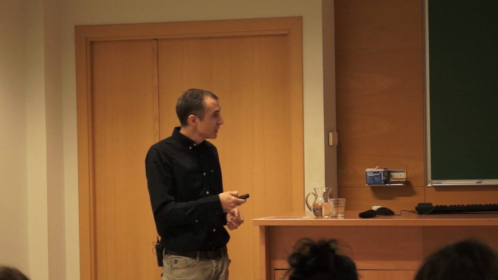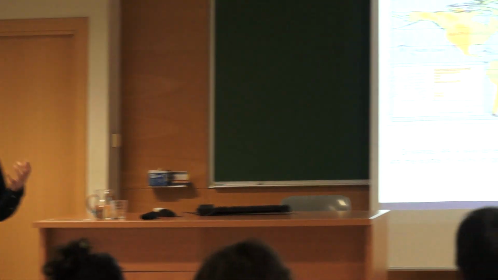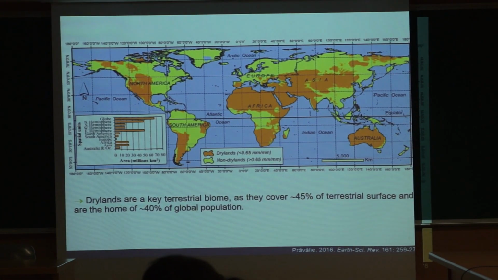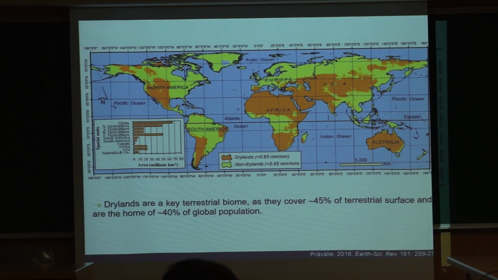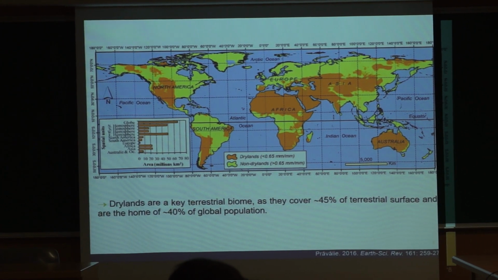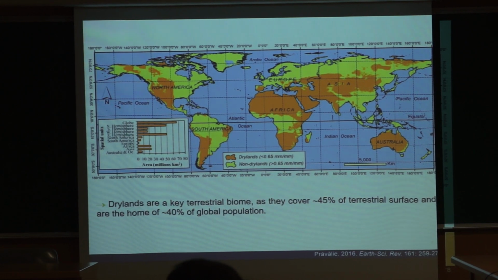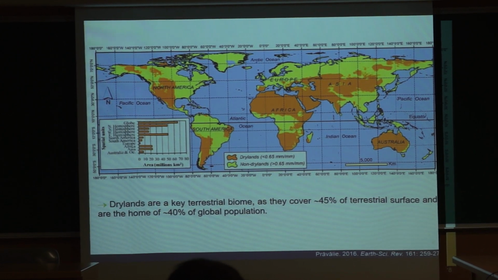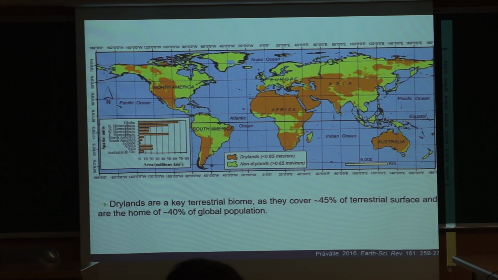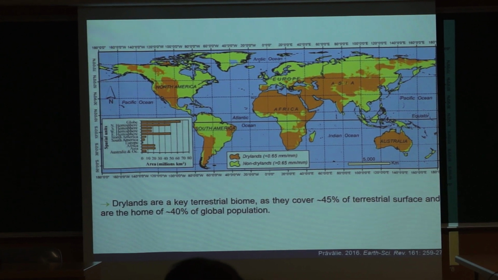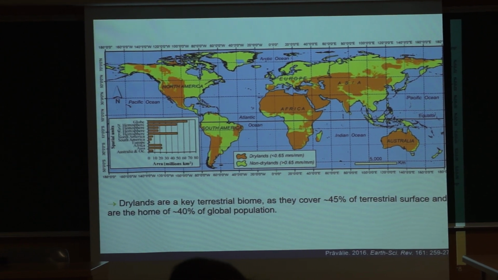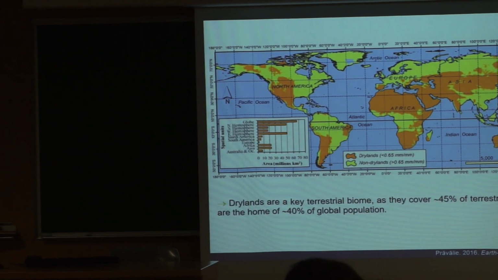So drylands are really very important ecosystems worldwide. The latest estimates indicate that they cover over 45% of the terrestrial surface, and they are home to over 40% of the global population. So they are really important ecosystems, both from the economical, sociological point of view, and also from the ecological point of view.